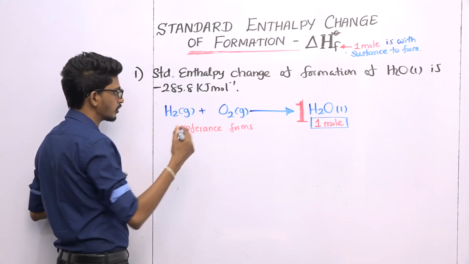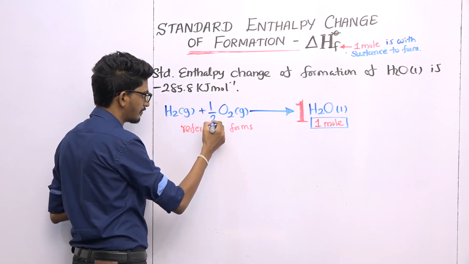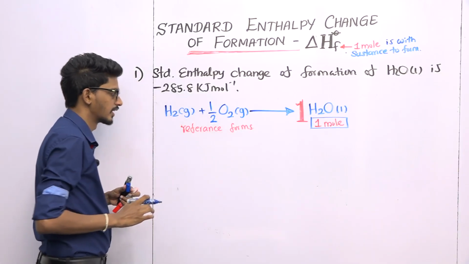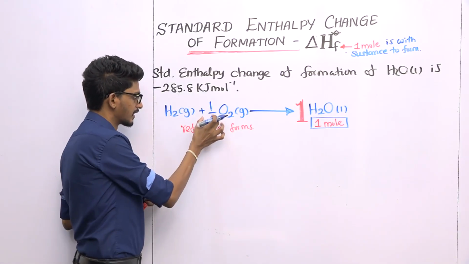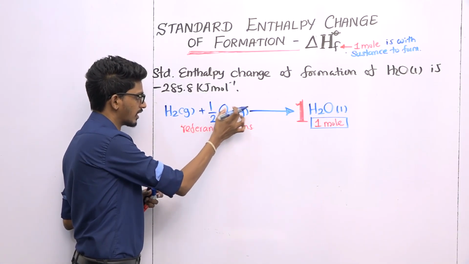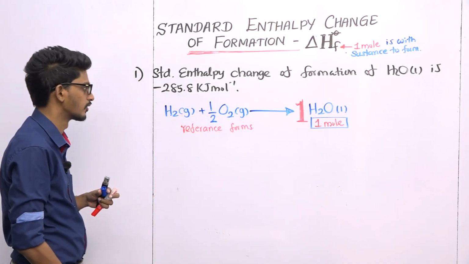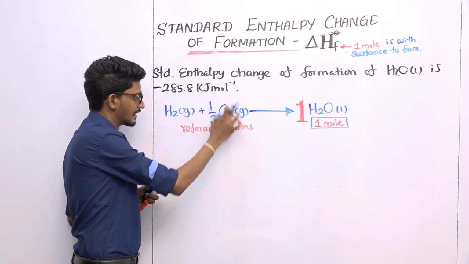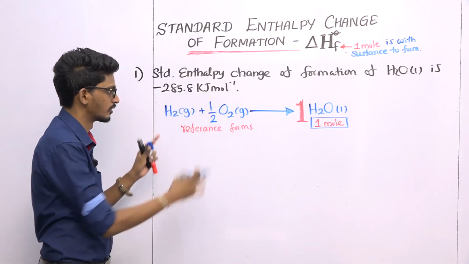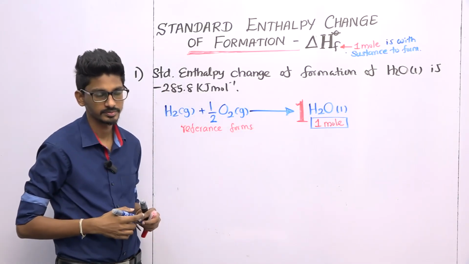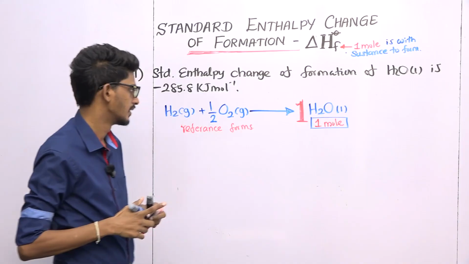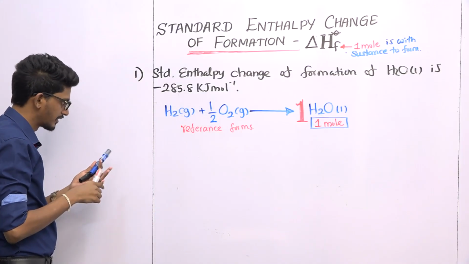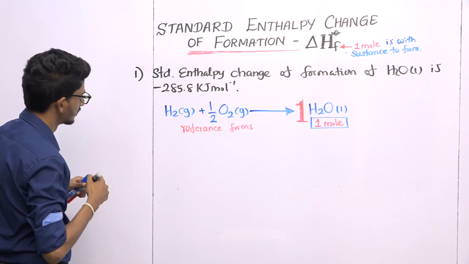So for that you need to come up with a half here, right? If you put a half, that half into 2 is going to be 1. One oxygen is represented from here. So the oxygen is balanced right now. Okay, let's come up with the second one.